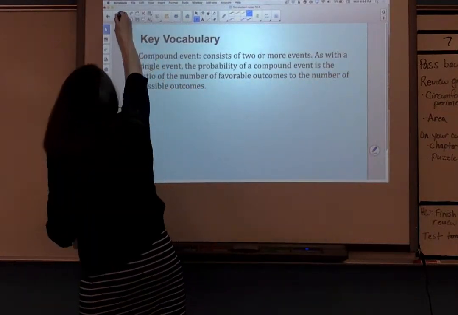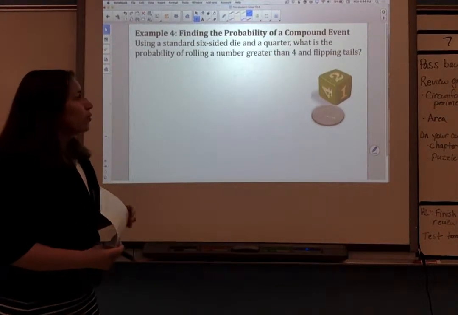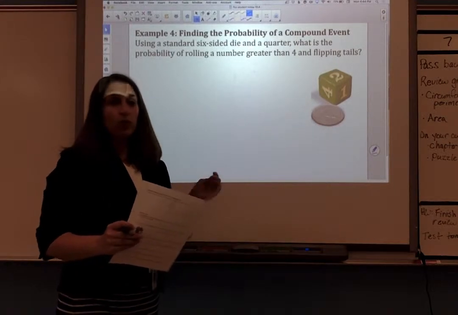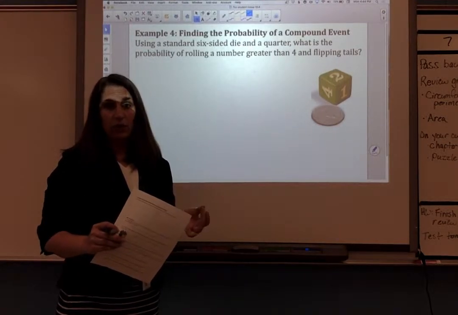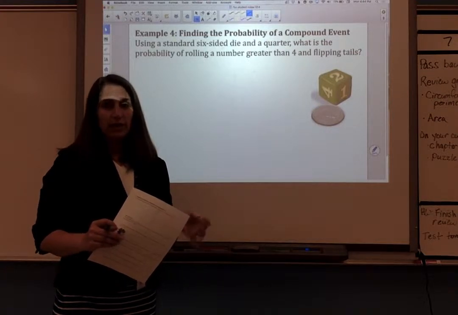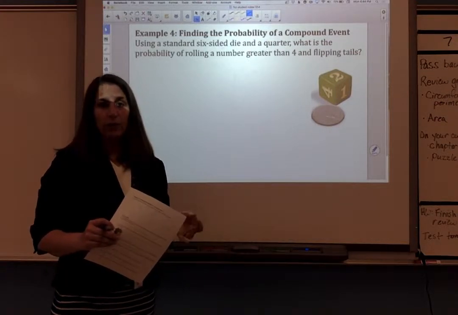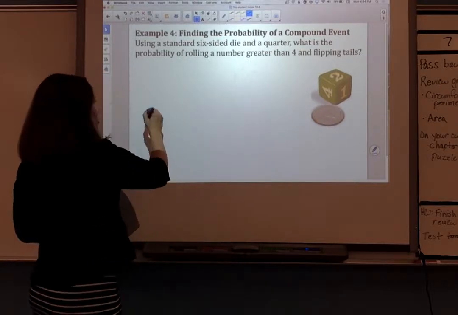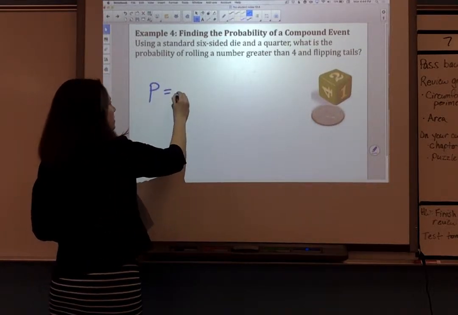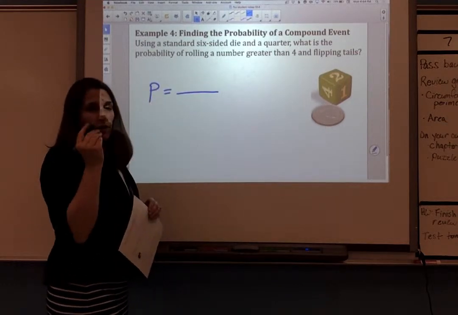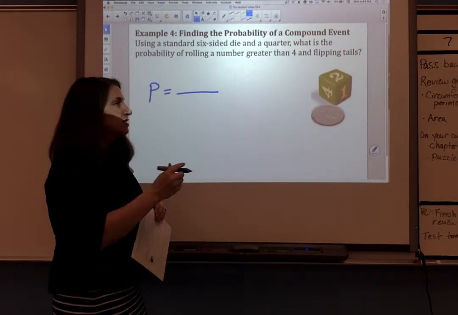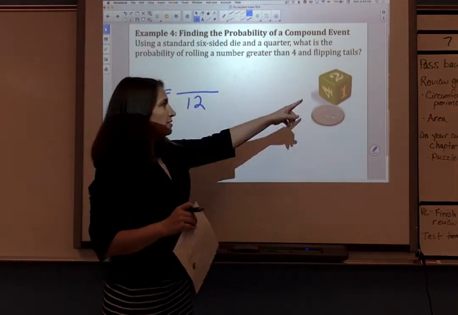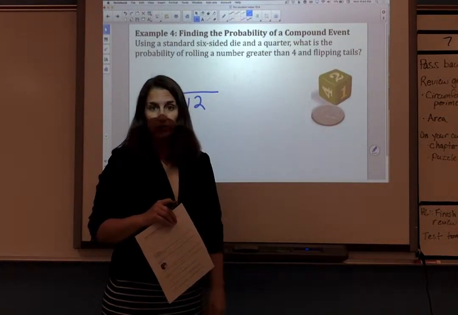So let's look at our next example. We're going back to the same idea of flipping or rolling a 6-sided die and flipping a quarter. What's the probability of rolling a number greater than 4 and flipping tails? So we know that our probability is going to be the number of favorable outcomes to the total number of outcomes. And we already counted that there were 12 total outcomes. 6 times 2 gave us 12.